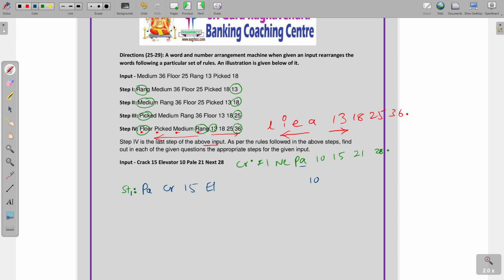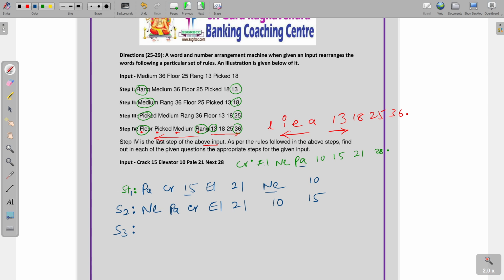And elevator, 10 is already written, and pale is also already written, 21, and next. And step 2 is 10 is placing here, after 10 we have 15, and pale is placing here. So before pale, what is the word we have? That is next, and remaining crack, elevator, 21 as it is.